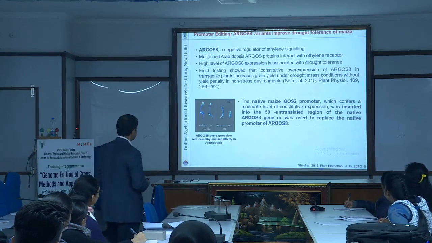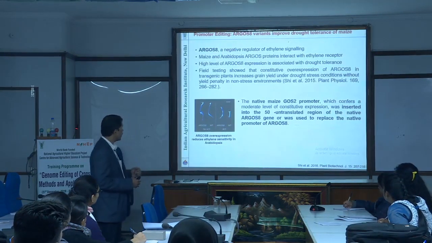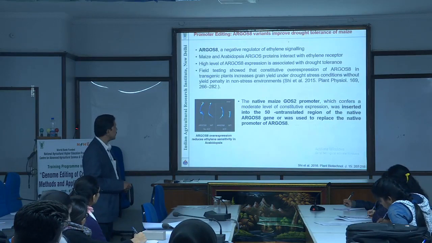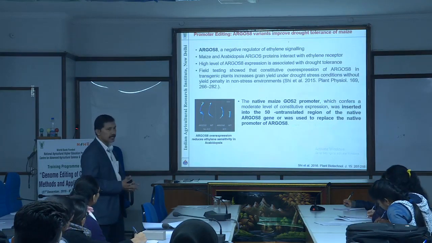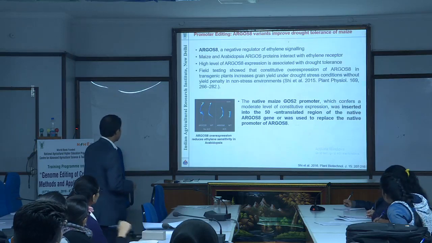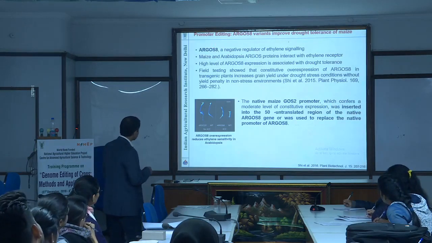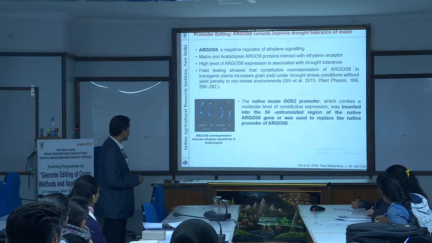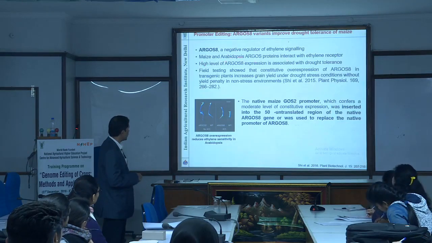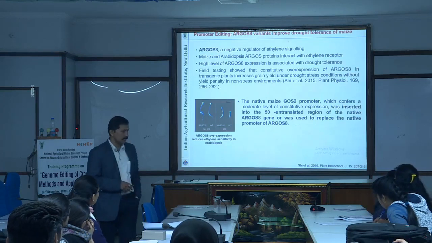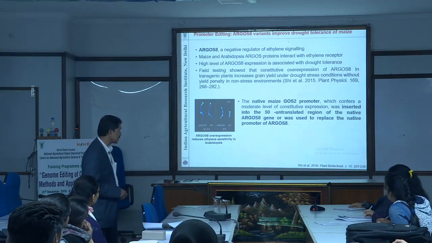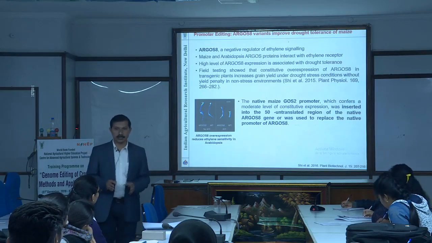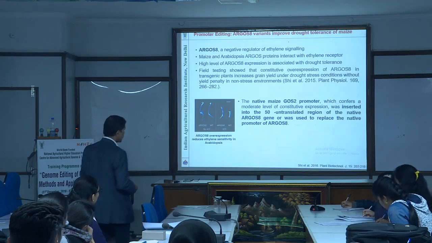If ethylene is induced, it will reduce root growth, and it will induce the cell death process. So if we can suppress the ethylene signaling, several studies have shown that we can promote the stress tolerance of the plant. In this case, the ARGOS8 gene was selected for this purpose. This is a negative regulator of ethylene signaling. An earlier study showed that ARGOS8 overexpression in maize and Arabidopsis, with the maize plants tested in field conditions, can enhance the yield of maize without causing a yield penalty under normal conditions.